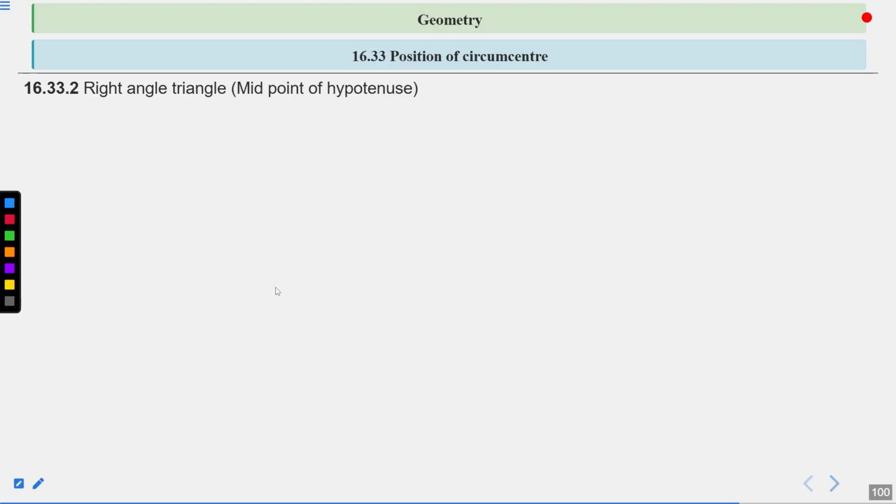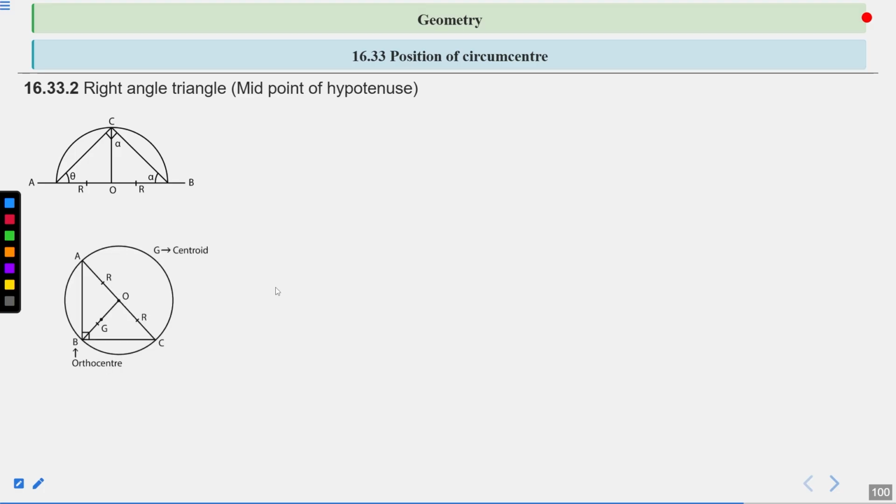Right angle triangle, midpoint of hypotenuse. Position of circumcenter in a right angle triangle, it will be the midpoint of the hypotenuse. So we can see in this diagram, angle C is the right angle of the triangle ABC. So we can say that R is hypotenuse by 2, or we can say that H by 2. In both diagrams we can see that. Next one.